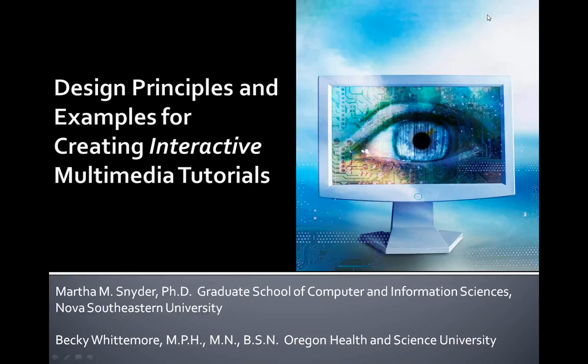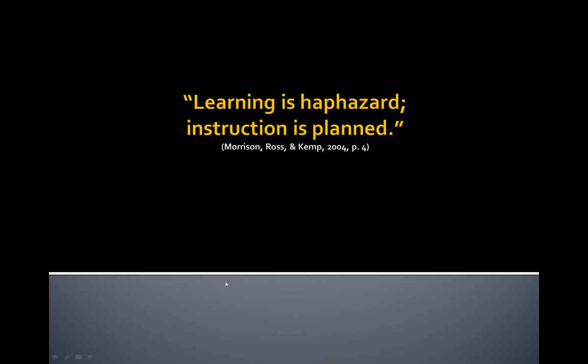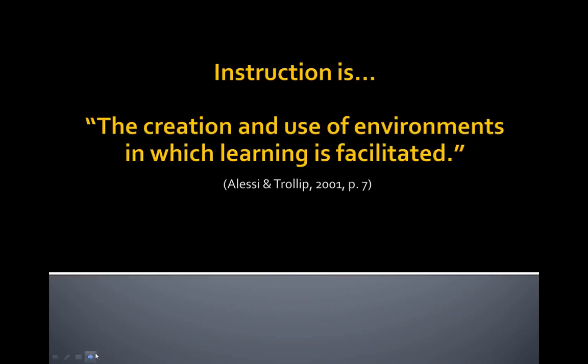So in institutions in which learning must be facilitated, a systematic process is necessary. And for example, Morris and Ross in their book Designing Effective Instruction, they refer to learning as being haphazard and instruction being planned. And what that means to me is that there is a science behind instruction. There is a systematic process. And we're going to talk a little bit more about that.